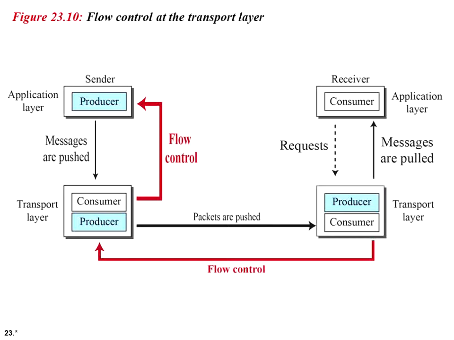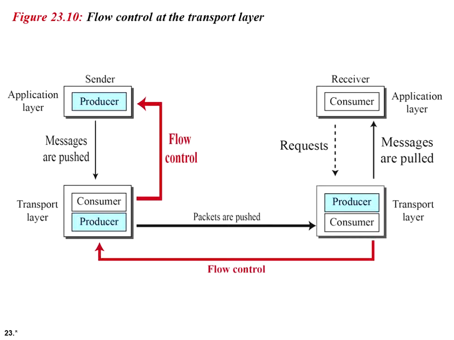So in communications at the transport layer, we are dealing with 4 entities: sender process, sender transport layer, receiver transport layer, and the receiver process. Now the sending process at the application layer is only a producer. It produces messages and pushes them to the transport layer.